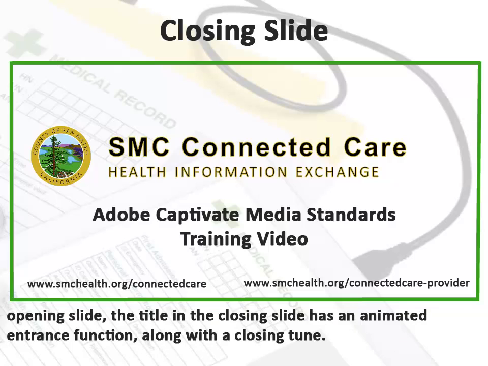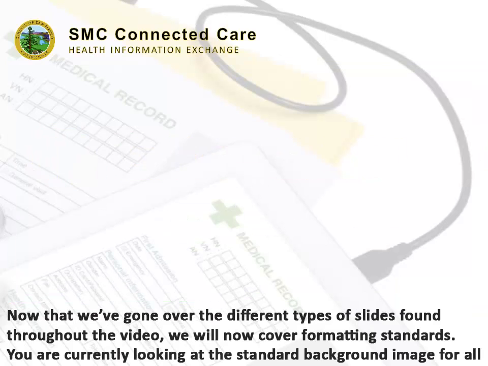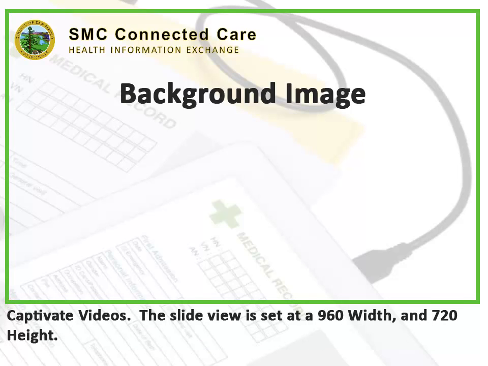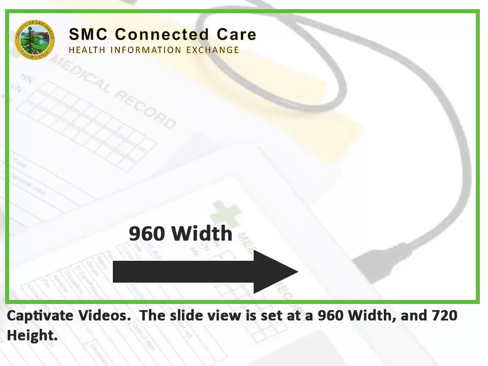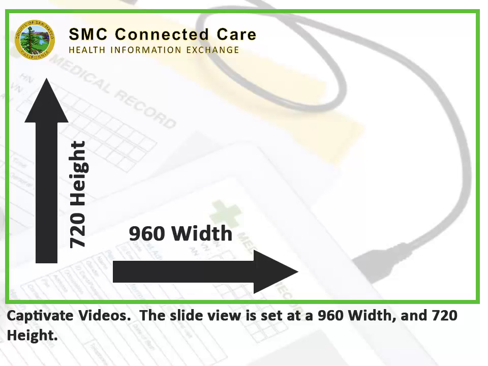As with the opening slide, the title in the closing slide has an animated entrance function along with a closing tune. Now that we've gone over the different types of slides found throughout the video, we will now cover formatting standards. You are currently looking at the standard background image for all Captivate videos. The slide view is set at a 960 width and 720 height.